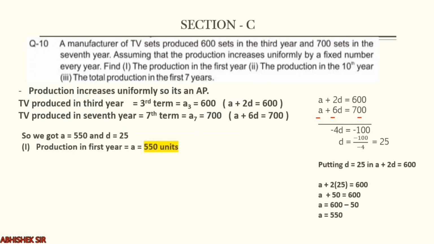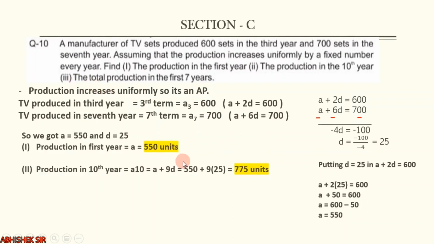Production of first year, that is A, 550 units. Production of 10th year will be our 10th term A10, that is A plus 9D. 550 plus 9 into 25, that will give you 775 units. Now, most important, they have asked about the total production in first 7 years. That means they are asking about S7.